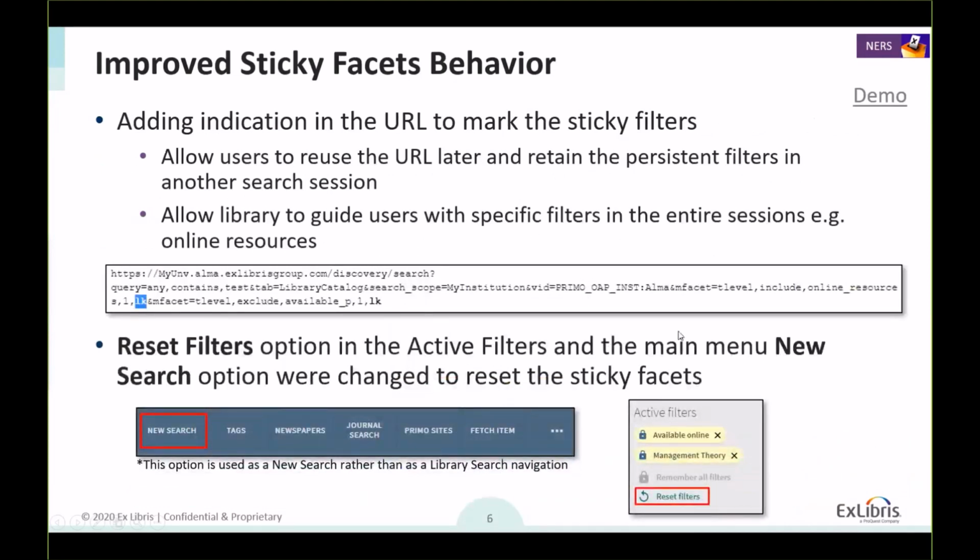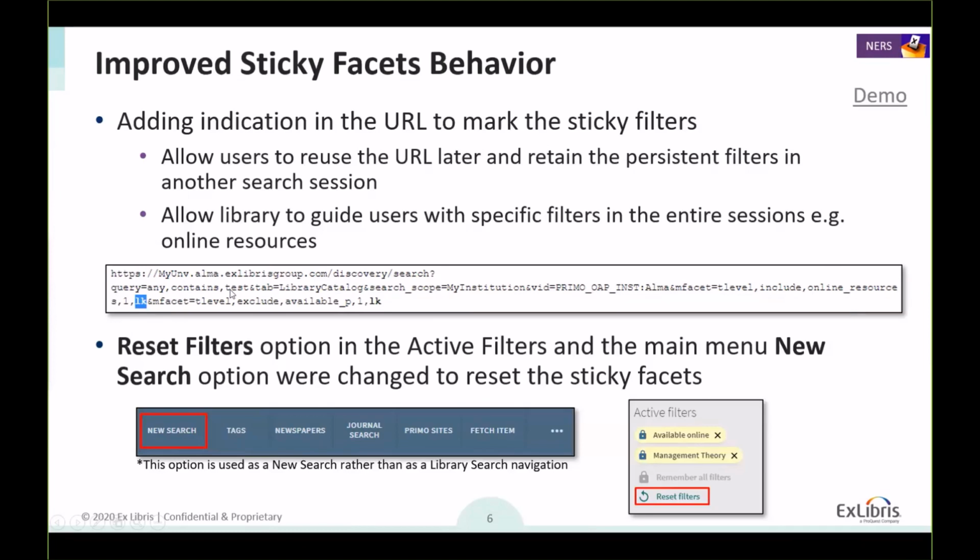We also now support an indication on the URL to mark the sticky facets, the sticky filters. So if a patron copies a URL that was already used with sticky facets, you can see the LK indication specifically for each one of the facets that was locked, that was sticky.